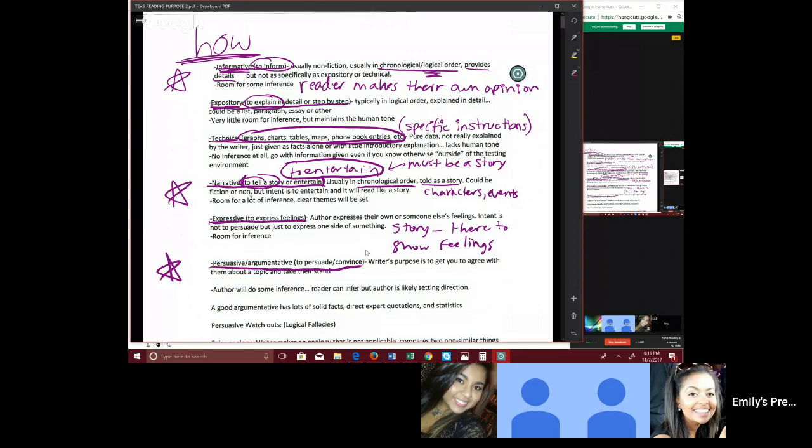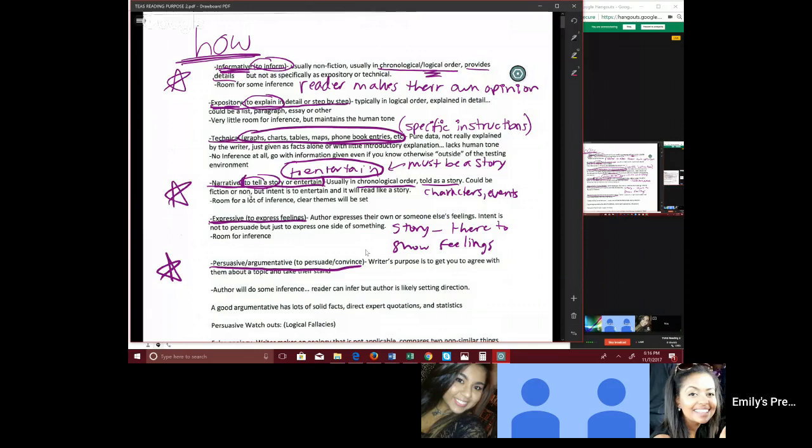You will only see maybe one expressive. You typically will only see one narrative. And if you do see an expressive, because you may not, you would typically see one expressive also. So an expressive is a story that's there as a vehicle to show how someone felt.